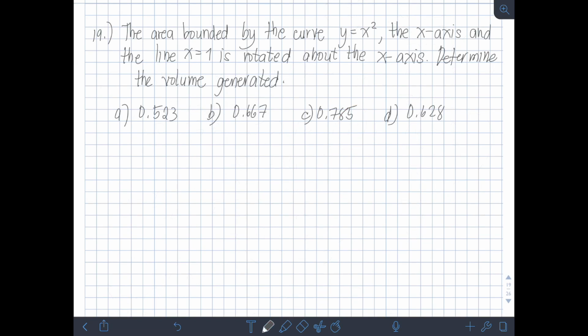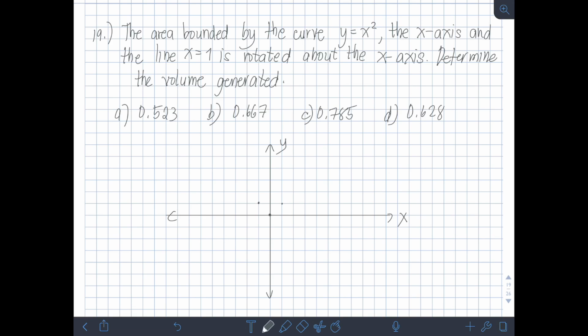Next, we have the area bounded by the curve y equals x squared, the x-axis, and the line x equals 1, rotated about the x-axis. Determine the volume generated. Okay, so let's graph first. We will use integral calculus again. So, we have y and the x-axis. The parabola is easy to graph. When x is 0, y is 0. When x is 1 or negative 1, y is both 1.